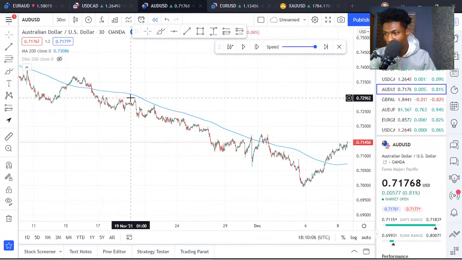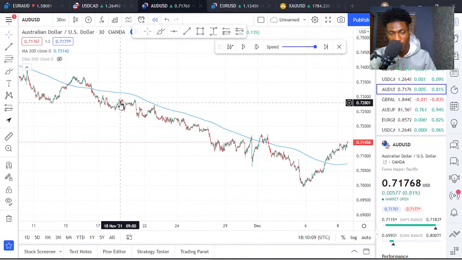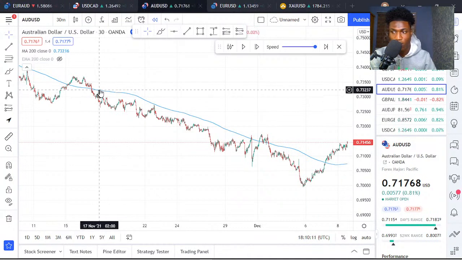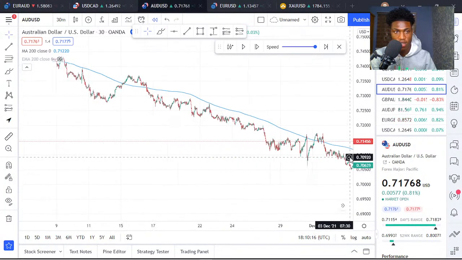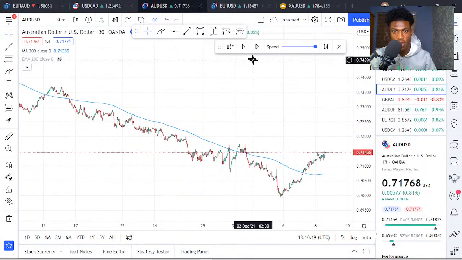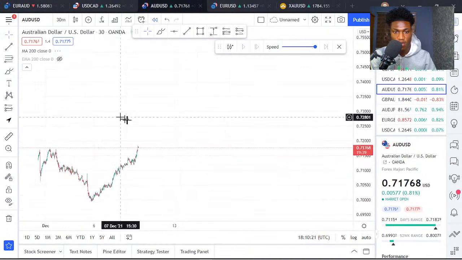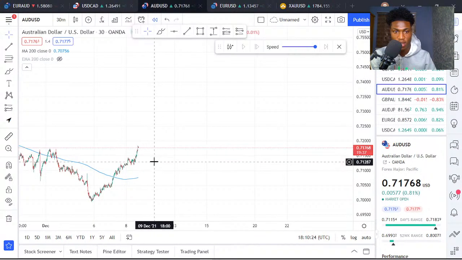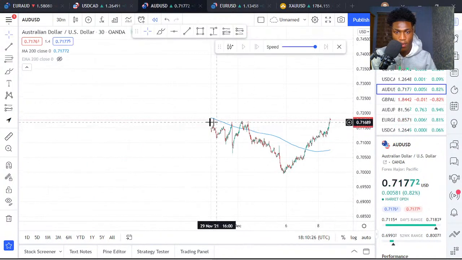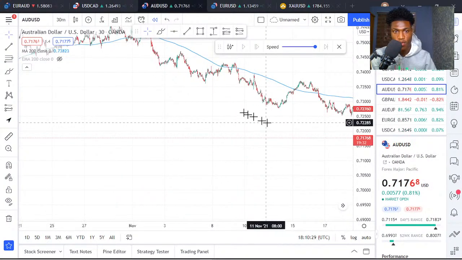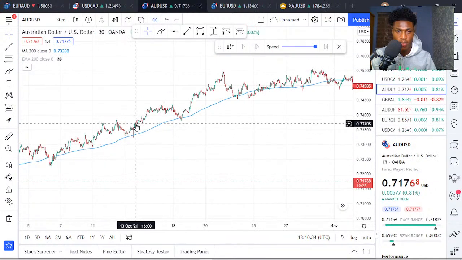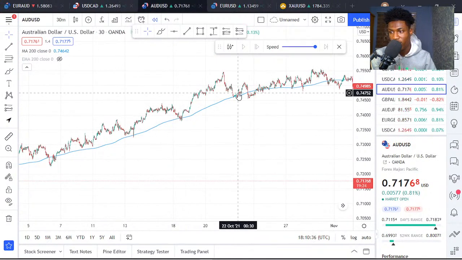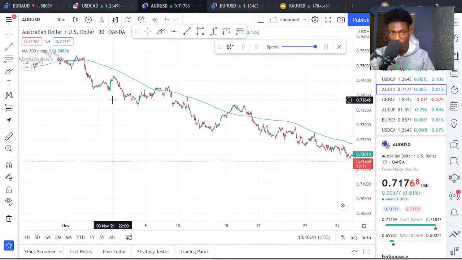For a downtrend, you can say that price is in a downtrend when it trades below the 200 moving average. And you can say that price is in an uptrend when it trades above it. Let's check where price is trading above. This is still a downtrend. Okay, right here, price is trading above the 200 moving average. So when it trades above the 200 moving average, it's in an uptrend, and when it trades below the 200 moving average, it's a downtrend.